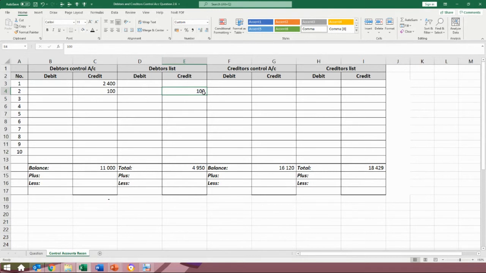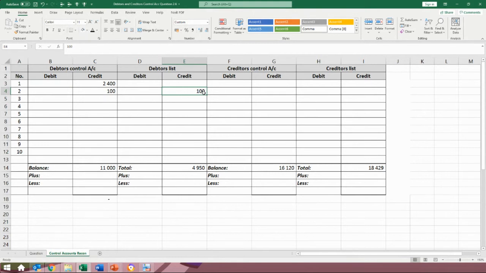Okay, let's move on to point number 3. A settlement discount granted to a debtor was erroneously credited to a creditor's account in the general journal and posted as such. So what happened is we provided a discount to our debtor, but instead of taking it to debtor's control and the debtor's account, we accidentally took it to the creditor's control account and the creditor's account. They tell you the VAT inclusive amount of the discount was 228 Rand.